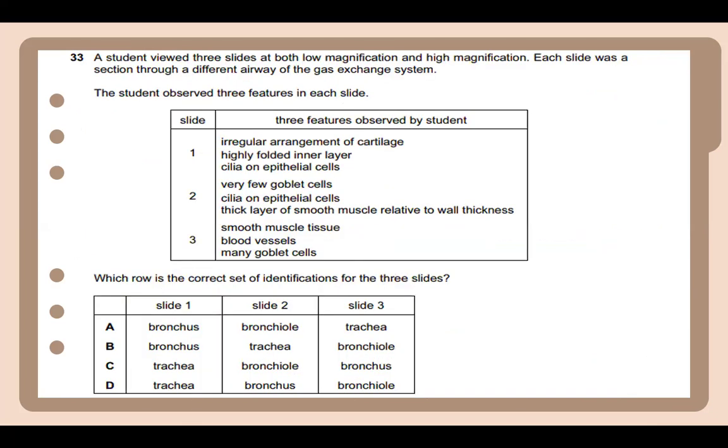A student viewed 3 slides at both low magnification and high magnification. Each slide was a section through a different airway of the gas exchange system. The student observed 3 features in each slide. Which row is the correct set of identifications for the 3 slides? The answer is A.